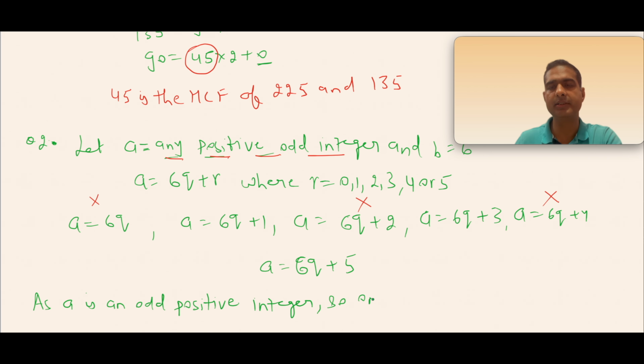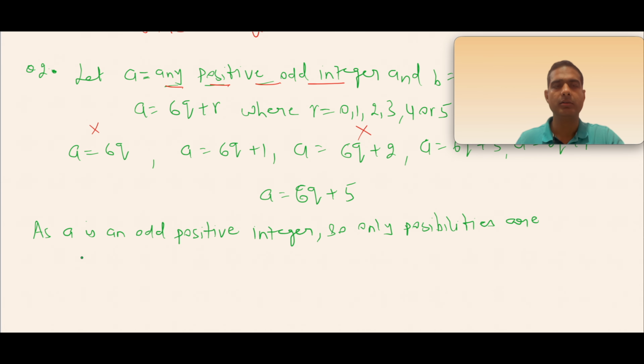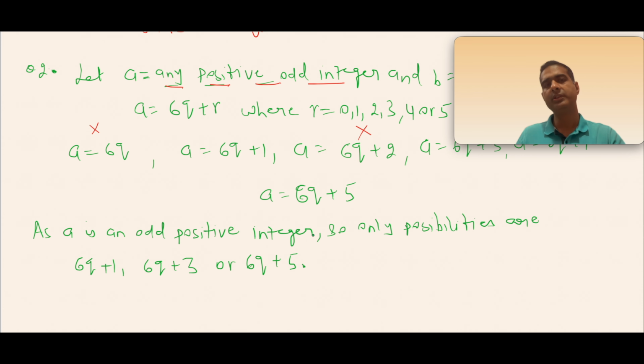So the only possibilities are 6q plus 1, 6q plus 3 or 6q plus 5. So using Euclid's division algorithm or lemma, we proved that any positive odd integer can be only of the form 6q plus 1, 6q plus 3 or 6q plus 5. So this is a beautiful application to understand the properties of real numbers using Euclid's division algorithm.